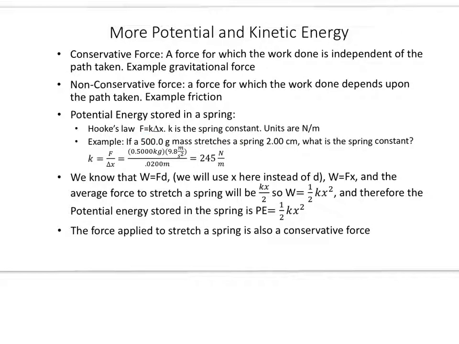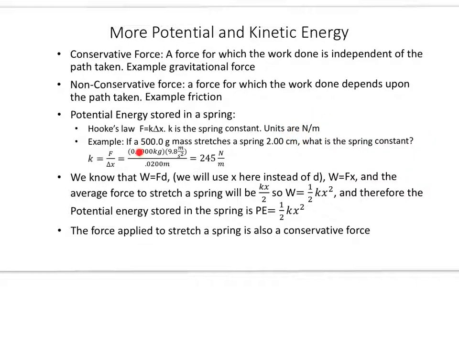So this is related to how stiff the spring is. You can imagine, for example, that a pen spring has a relatively low spring constant, where one of those big shock absorbers in a car has a much greater spring constant. Units are newtons per meter.